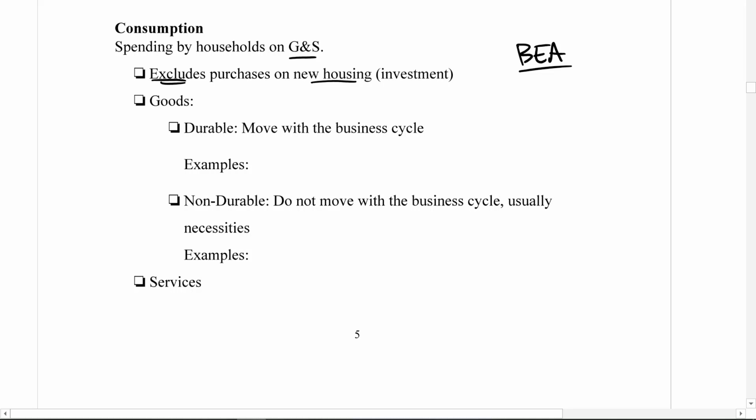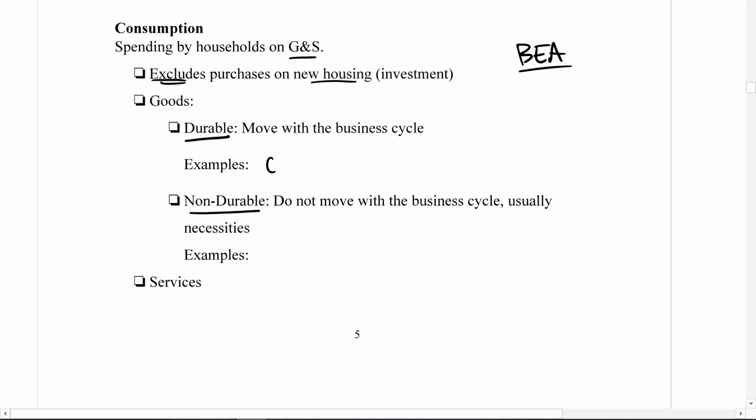So within goods, we have durable and non-durable. Durable goods move with the business cycle. These are usually larger ticket items, things where if you have a lot of extra money on hand because the economy has been doing well, you're going to be more likely to buy them. When the economy turns down, you're going to be less likely to buy them.